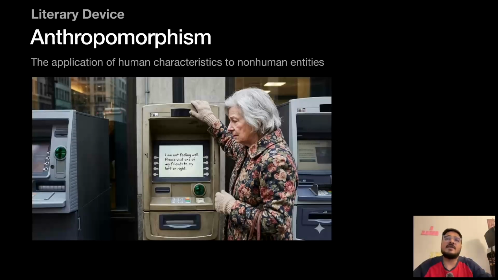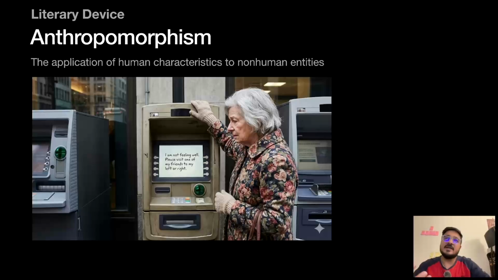This was an experiment he did, where he created an ATM machine with an interface. Normally we have seen that whenever there is an error, or when a machine has to convey that it can't do the task, we use flat, boring language. But instead of that, he used emotional language, where the ATM says, I'm not feeling well, please visit one of my friends to my left or right.